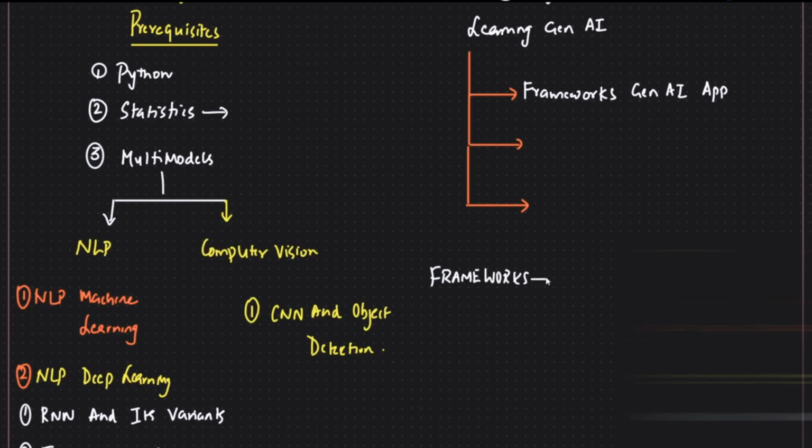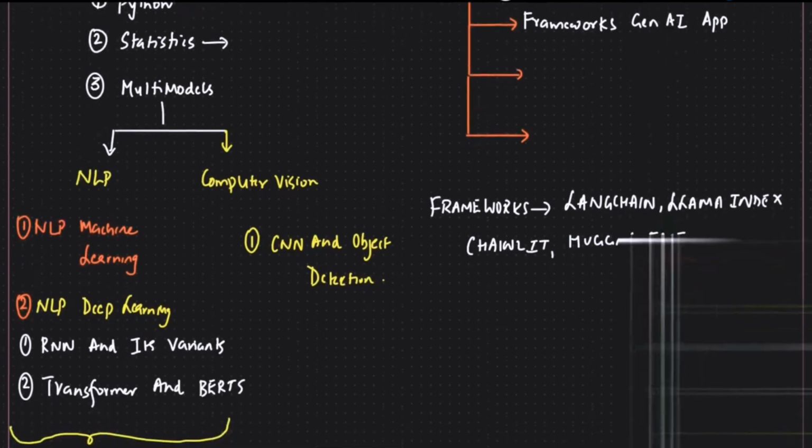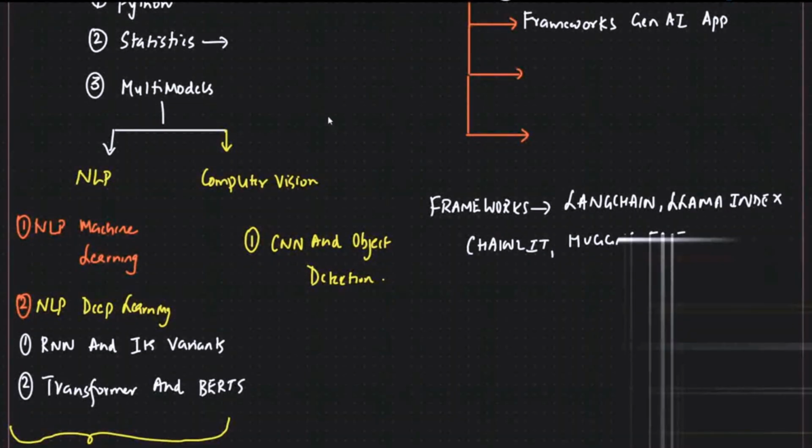These frameworks help you to work with any kind of LLM model. One is LangChain, the other one is Llama Index, and the other one is Chainlit. Along with this, you also have Hugging Face. With all these frameworks, you can definitely work with any kind of LLM models. All these frameworks are super important, and this is one of the things that everybody should know about.